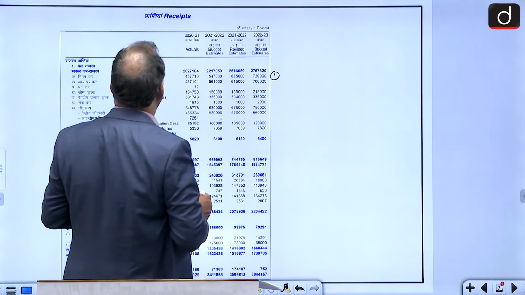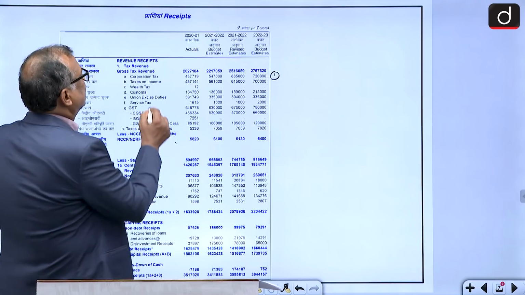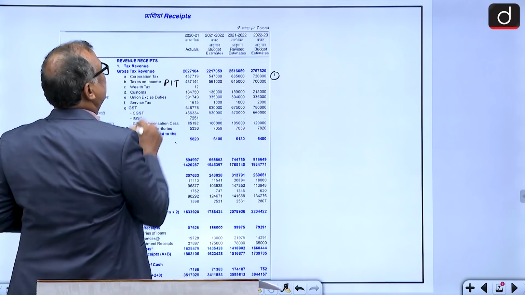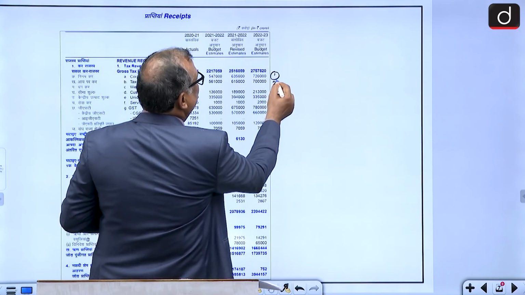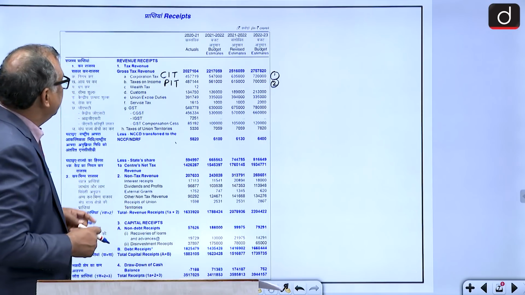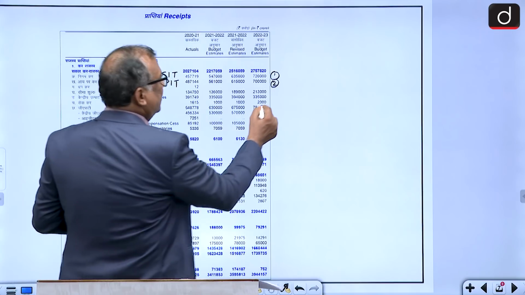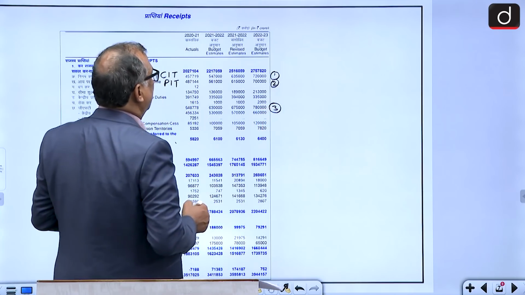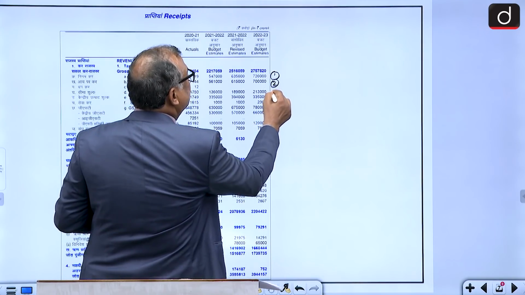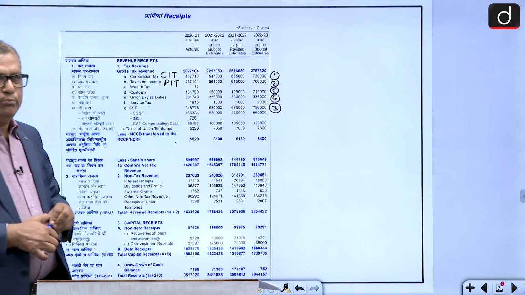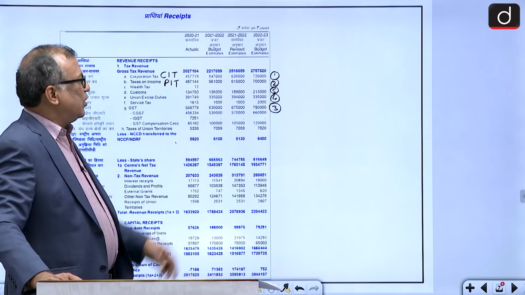Biggest amount comes from corporate. Taxes on income of persons, individuals, which is also called personal income tax. This is also called PIT, personal income tax, and this is also called CIT, corporate income tax. This will be number 2 next year. Then comes GST, 7,80,000 crores. And then union excise duty, 3,35,000 crores. And then comes customs duty. So, this is a very popular question: arrange the following taxes in descending order, ascending order. You just have to remember the order.